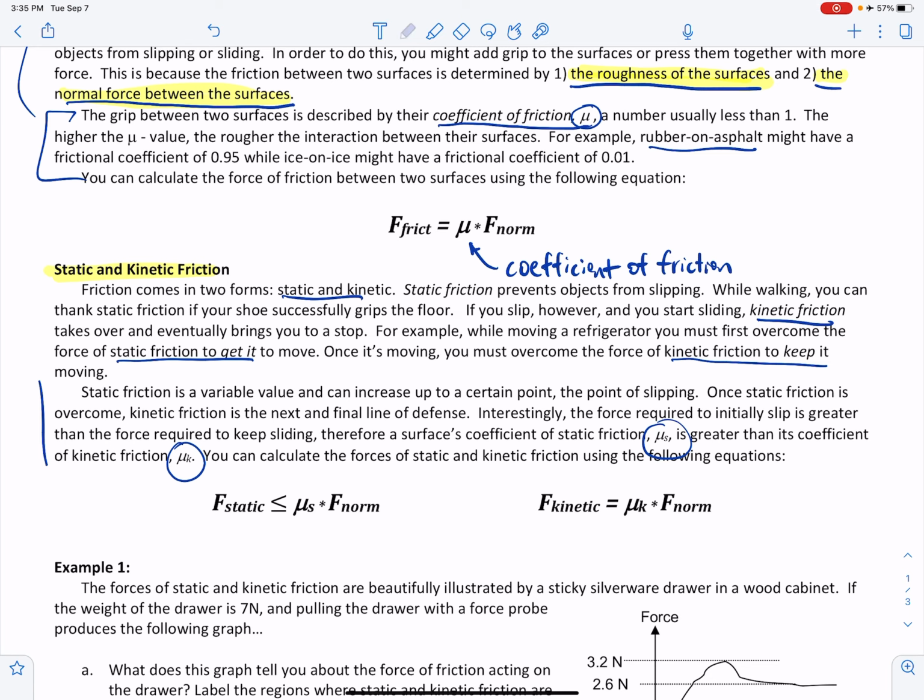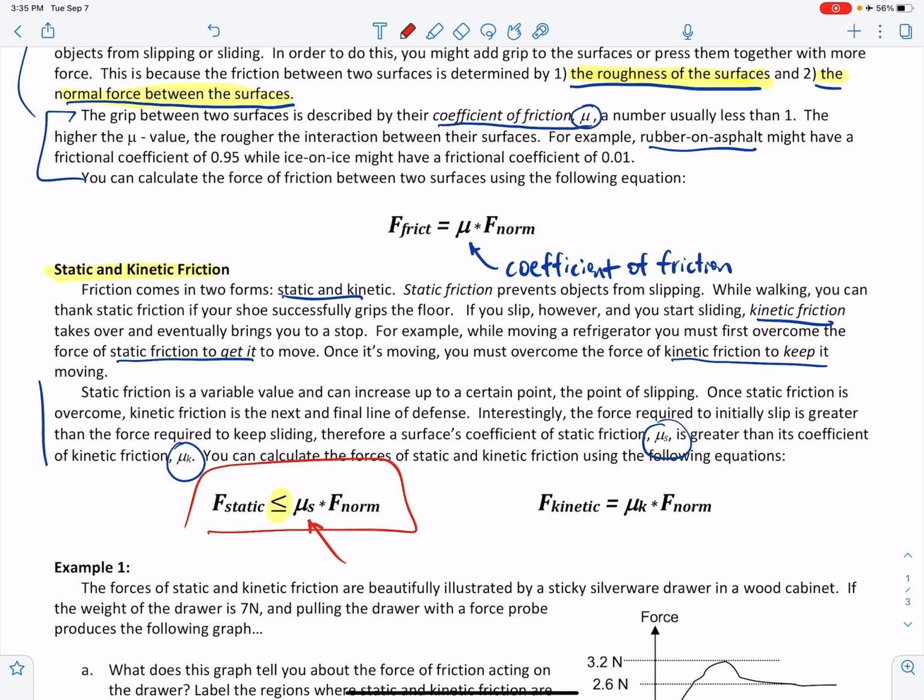Okay, so over here, we've got the static friction equation, and it's got mu sub s, which is describing the coefficient of static friction, the coefficient of this gripping friction. But then also notice that it has this less than or equal to symbol, which means that static friction is not just one value. It's actually a range of values that is up to a point of slipping. That's why we have this less than or equal to symbol.